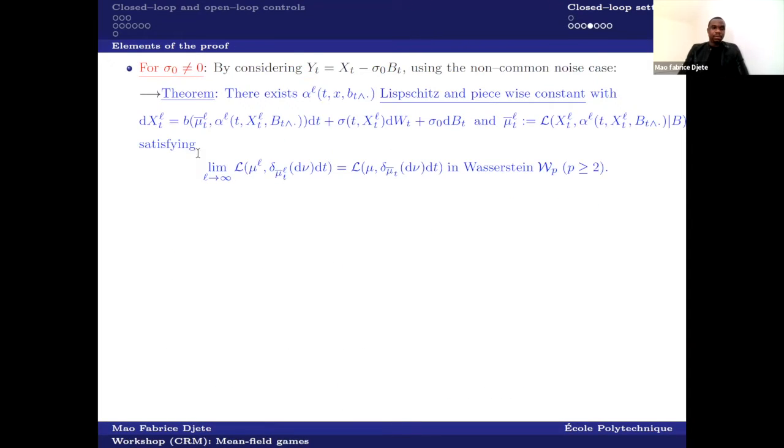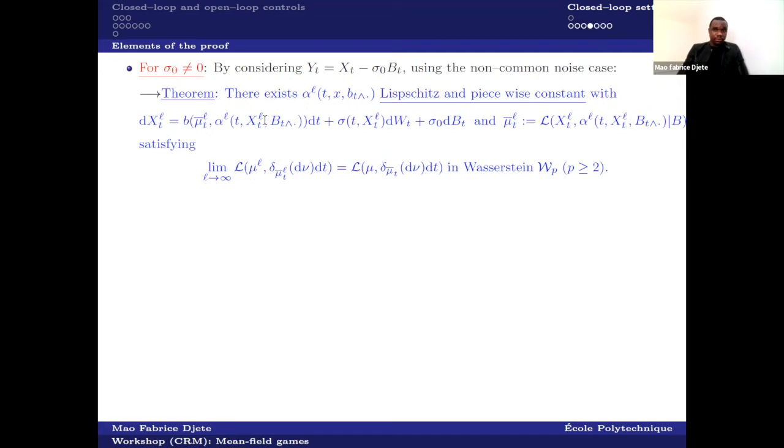So in the case, now we are going to apply this result in the case where there is a common noise. It's actually kind of a classical technique. I'm just going to shift the initial process. And so we apply the previous result in the case of common noise.